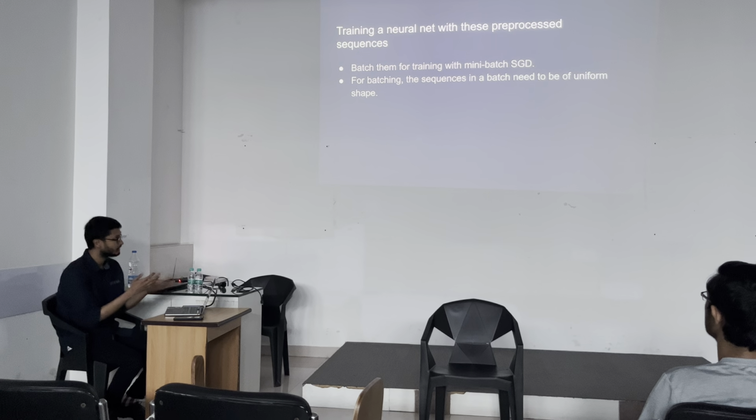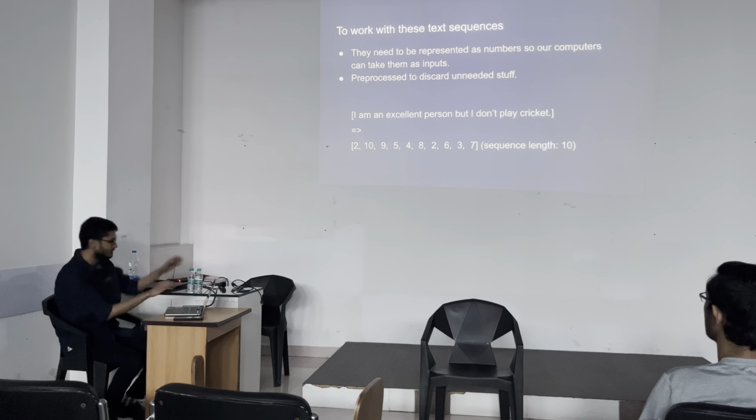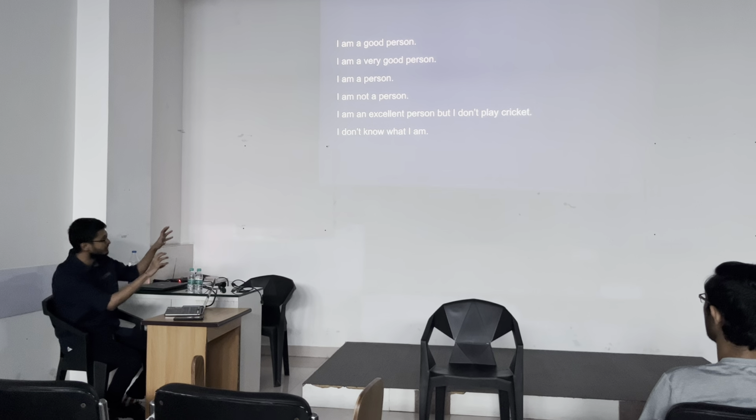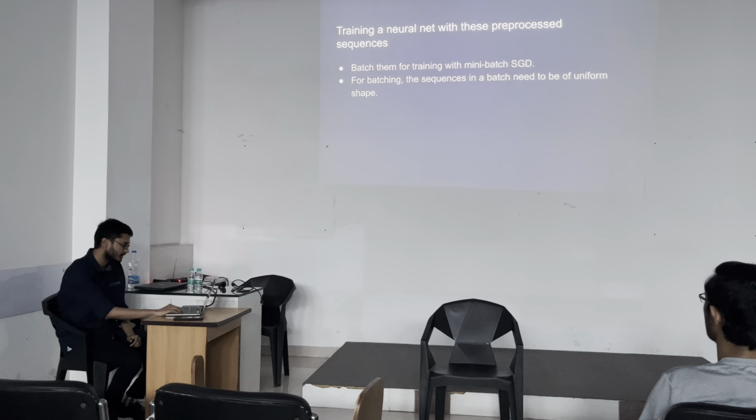And we all are here because of neural nets, because why not? In order to train your neural networks with these pre-processed sequences, like numeric representations, you need to batch them together so that you can perform something called mini batch SGD, which stands for stochastic gradient descent. Of course, there's Adam and others, but I will settle with SGD for now. You need to batch these sequences together to train your neural networks using mini batch SGD.